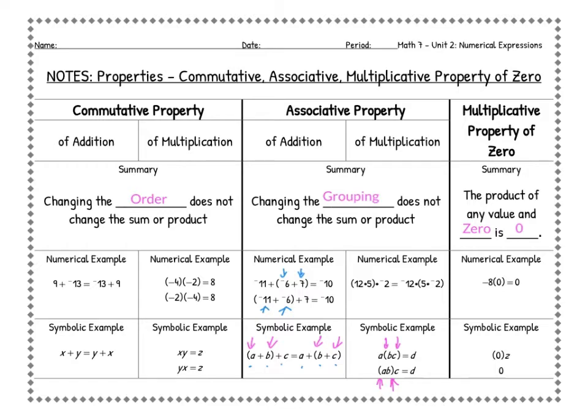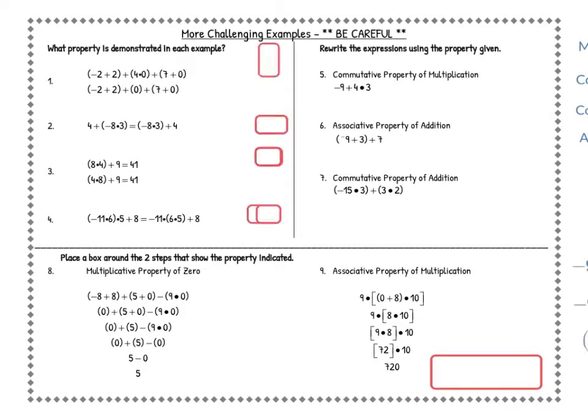Negative 8 times 0 is 0, and again, z times 0 is 0. So now let's take a look at a couple examples. So here we are with a few different types of examples. On the left-hand side, we're going to start with what property is demonstrated in each example.